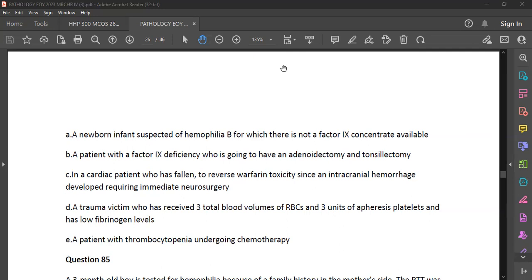Choice D is a trauma victim who has received 3 blood volumes of red blood cells and 3 units of platelets, but the patient has one problem. They have low fibrinogen. And we said that cryoprecipitate, one of the things that it has is going to be fibrinogen, factor 1. So that's the correct answer. For thrombocytopenia, you just want to have your platelets. You're going to give the platelets, not cryoprecipitate.